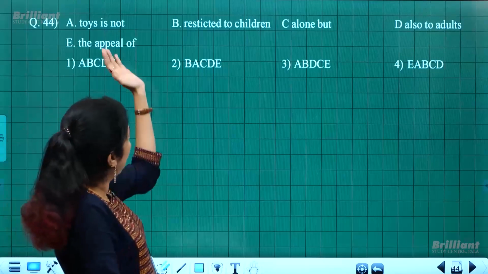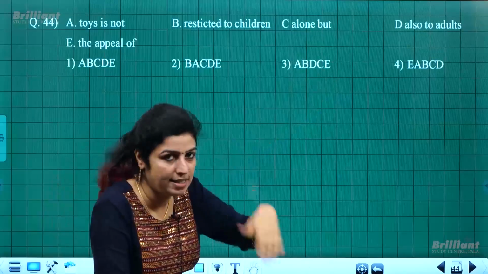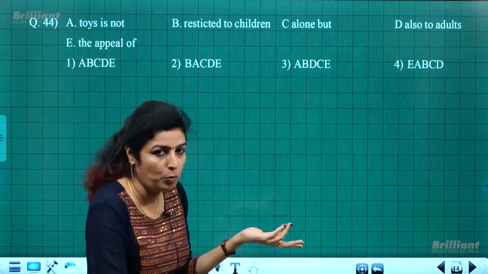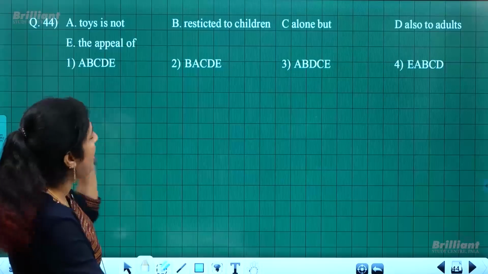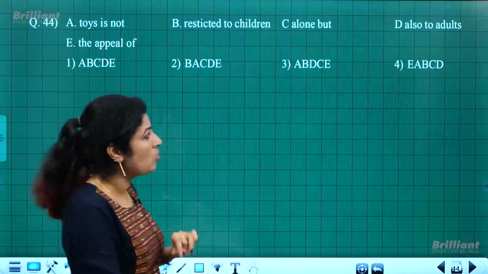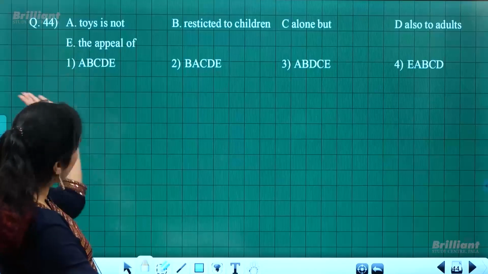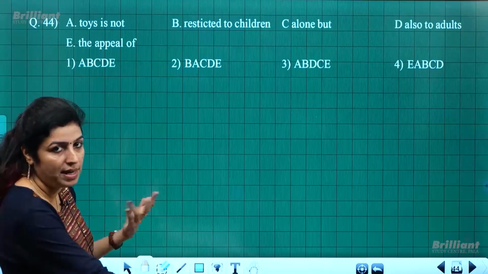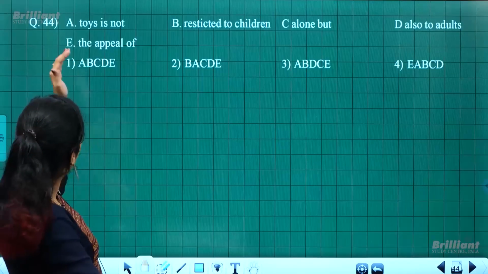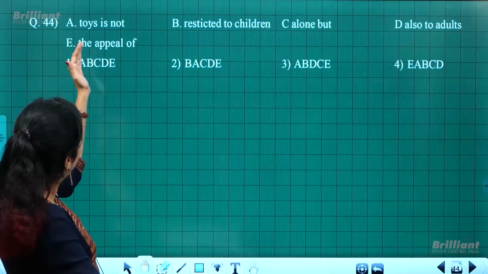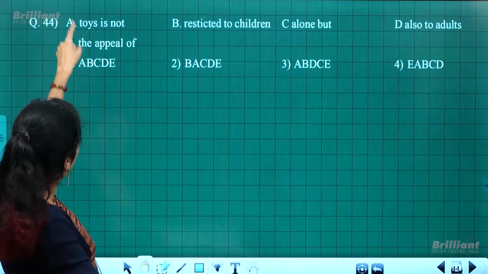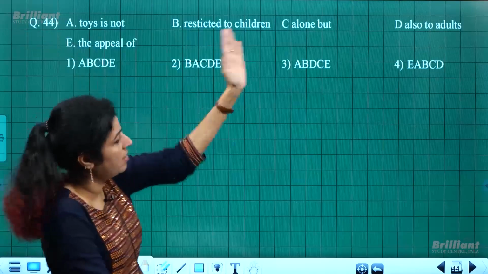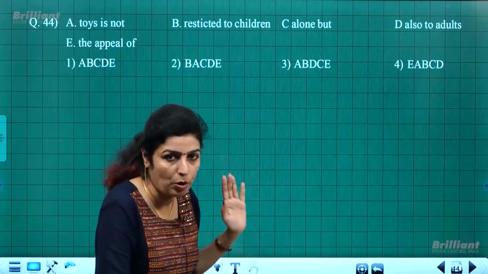Okay, so actually the first part till D sounds better, no problem, but the last option E cannot be added at the end. So can we start with the last part first? Let us see whether it makes a sensible sentence or not. The appeal of toys, okay, just shift the position of E to the first place, and after that let us read it in its proper order.